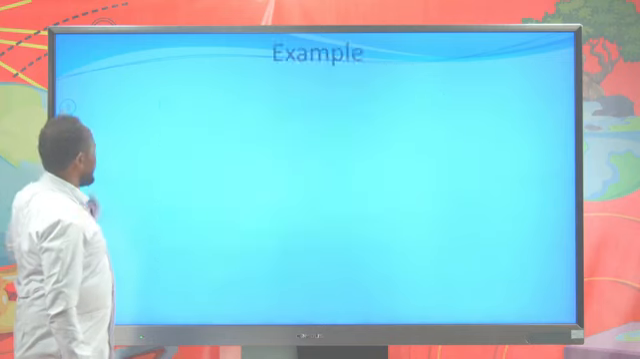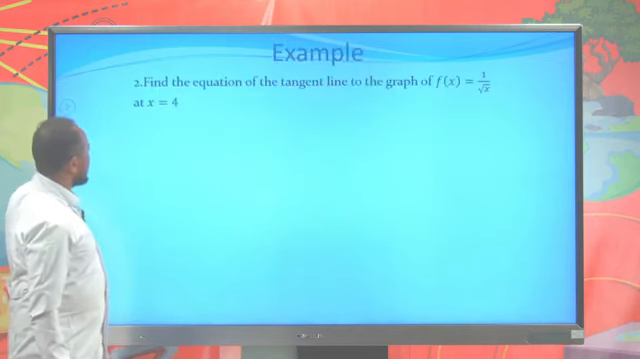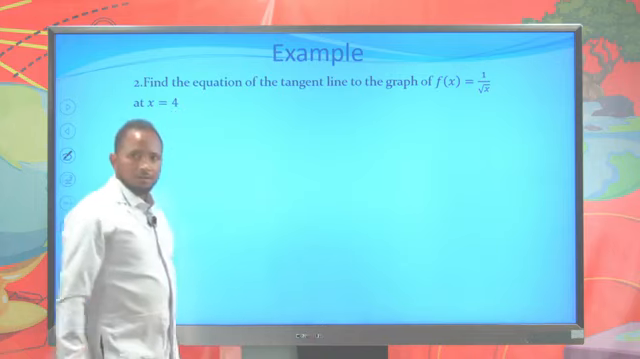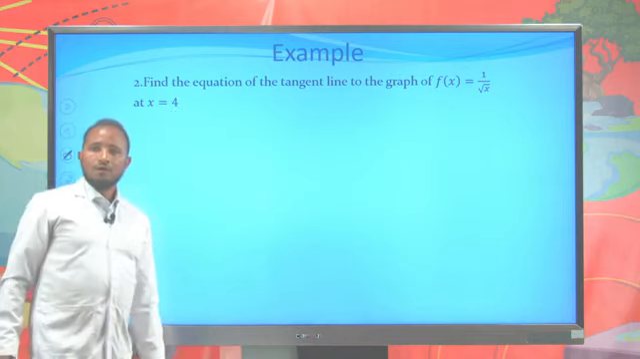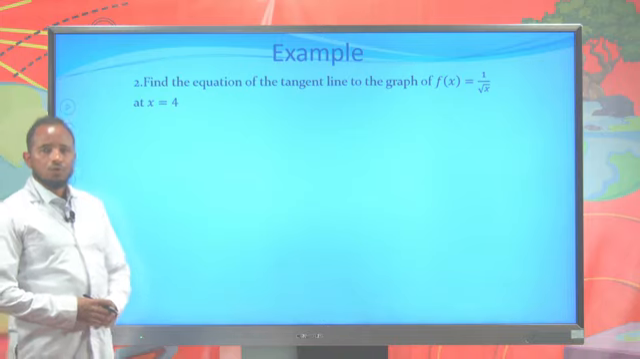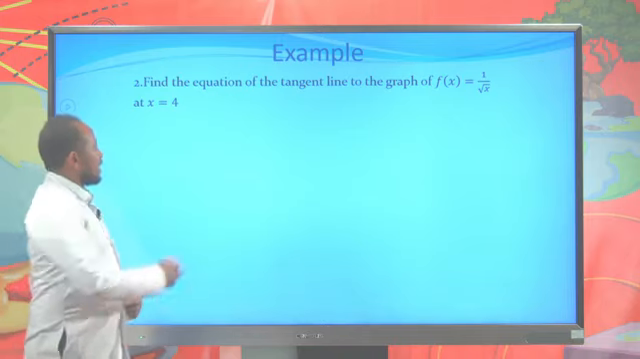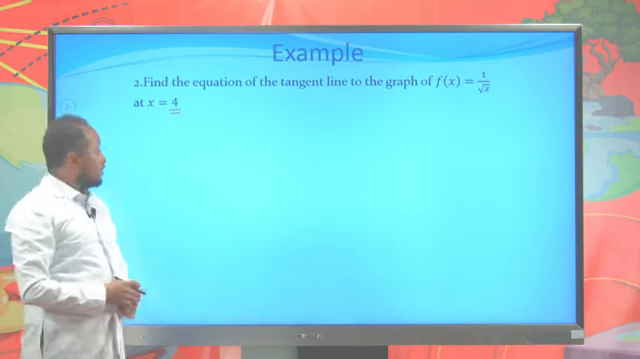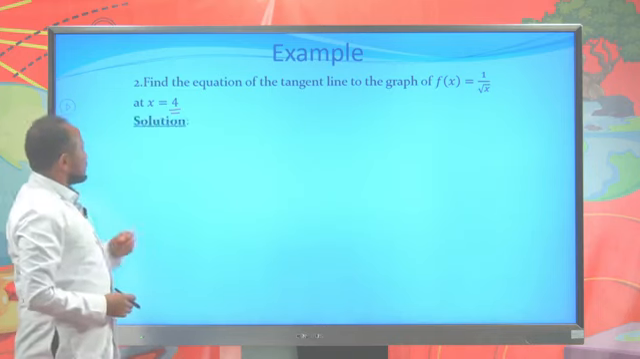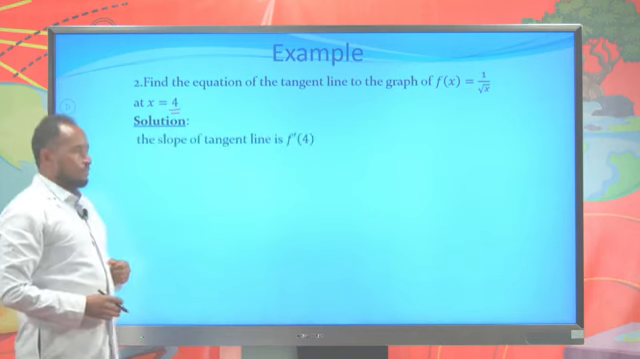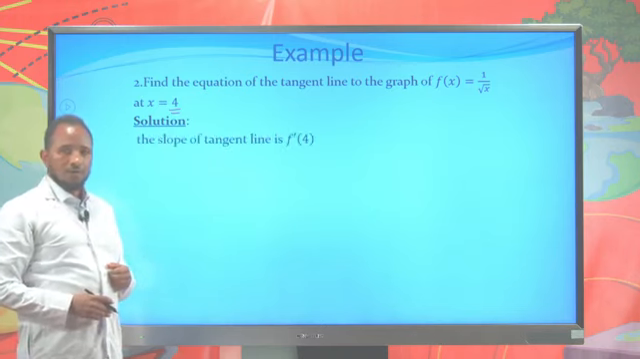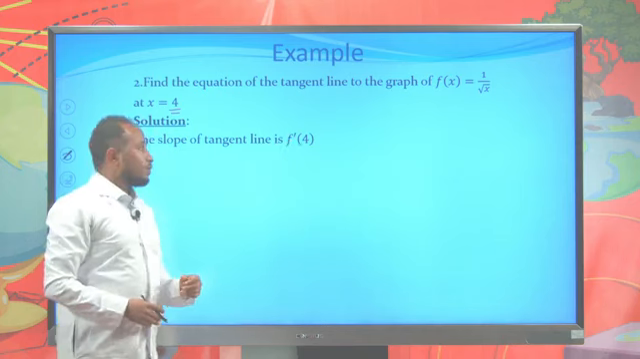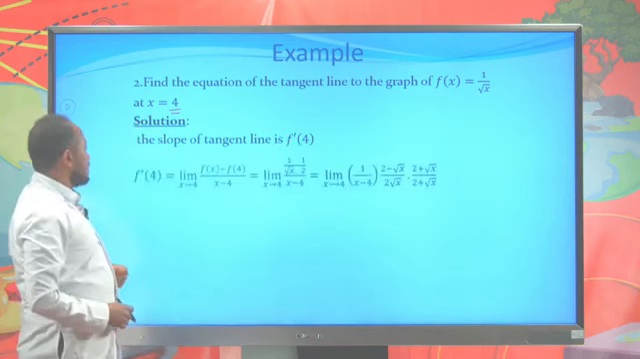Now let's see another example. Find the equation of the tangent line to the graph of f of x equal to 1 over the square root of x at x equal to 4. To write the equation of the tangent line, we first need the slope at 4. The slope at 4 means f derivative of 4. So let's find this.